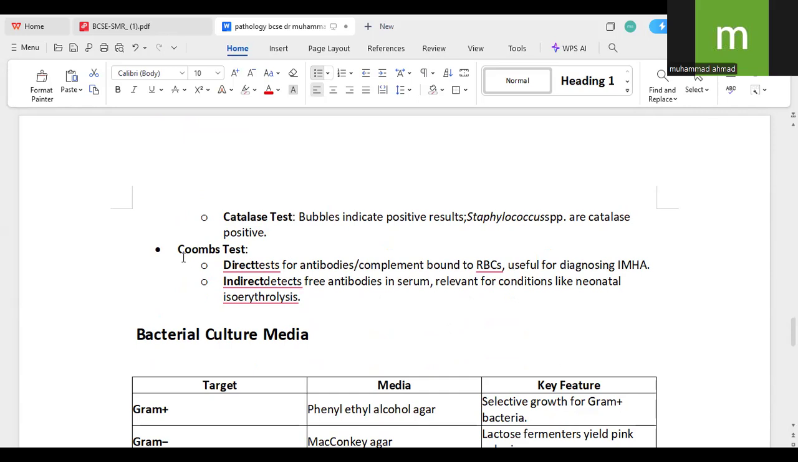Okay. Coombs test, direct test for antibodies or complement bound to the RBCs, useful for the diagnosis of immune mediated hemolytic anemia. In IMHA we go for the Coombs test.